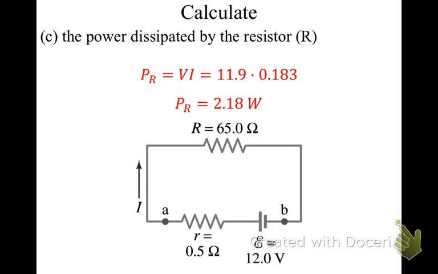Power is V times I: 11.9 volts dropped across the 65 ohm resistor times the current going through that resistor gives me volt-amps, or watts, of 2.18, 2.2 watts. That's a light bulb just giving off 2.2 watts. A watt is a joule per second as much as it's a volt-amp. In fact, a volt-amp makes a lot of sense that way.